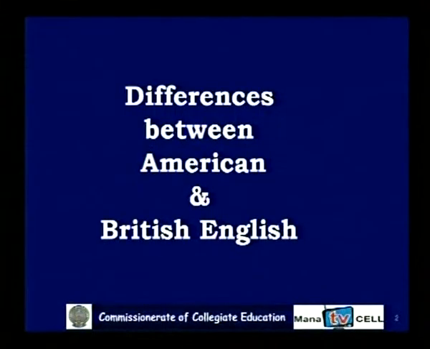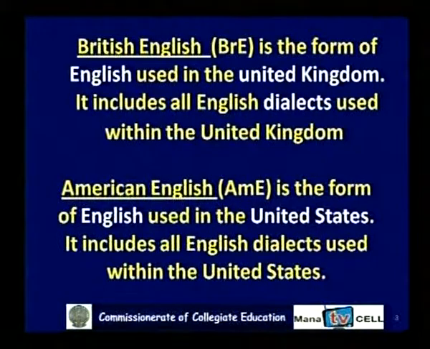The topic scheduled for today's program is differences between American and British English. First of all, let's know the difference between British English and American English. You can read over here. Dear students, you can note down in your notebooks.